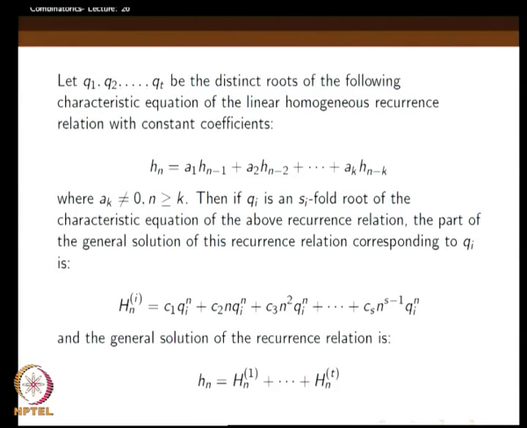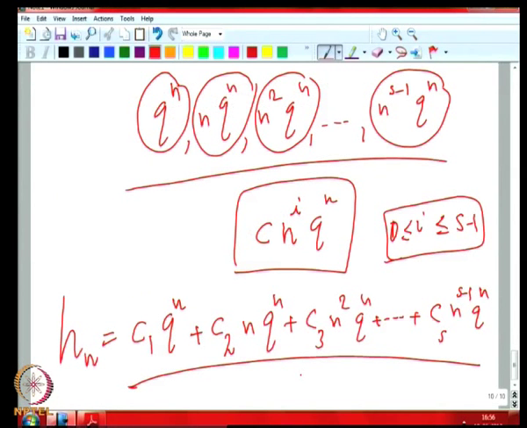What we do is, for each qi here, we can have a part like this. For any qi which is satisfying, we can have a part like this, and let us call that particular part hi of n.